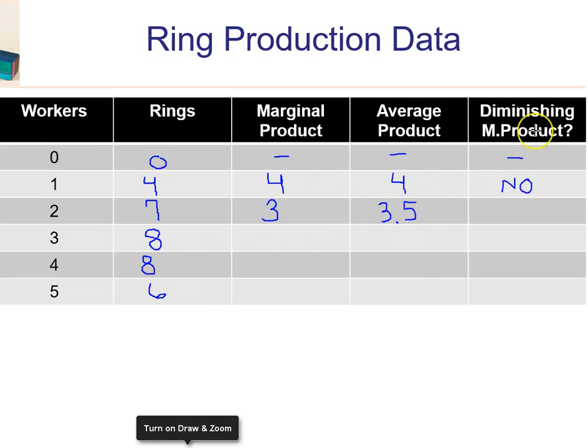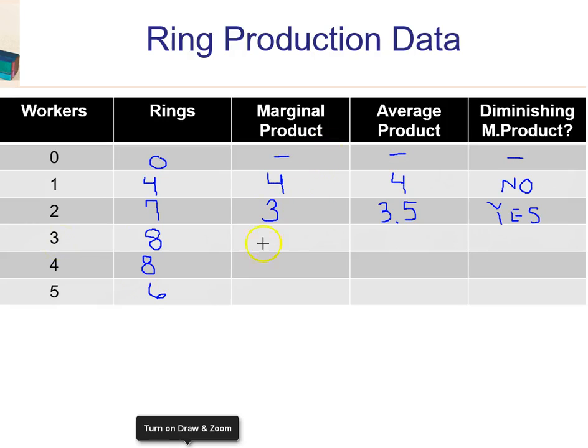Is there diminishing marginal productivity? Well, has marginal productivity fallen from the previous number? Yes, it was 4, now it's 3. So yes, there is diminishing marginal productivity. And once it falls, it typically continues falling. So this wants to know, hey, is it falling? Yes, it is.